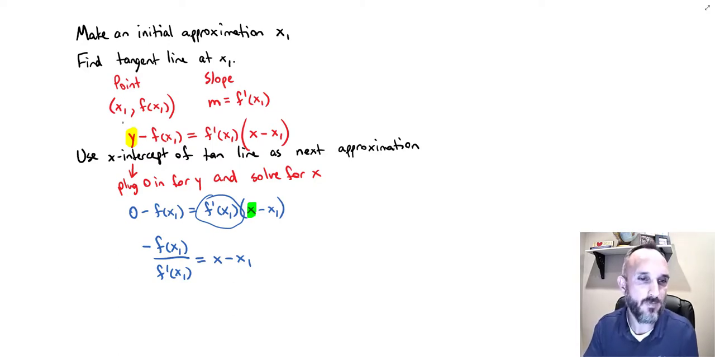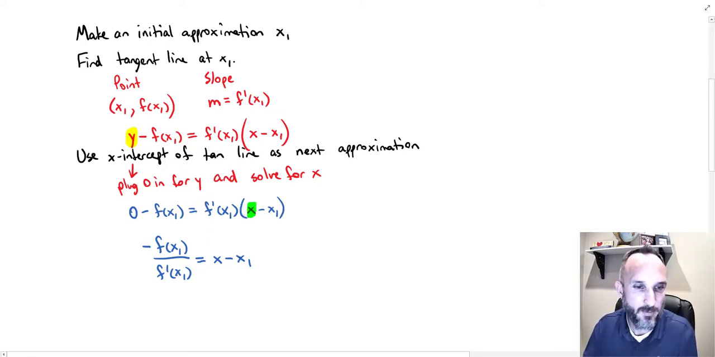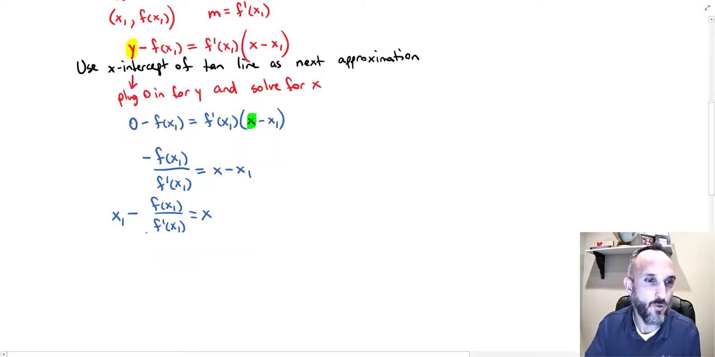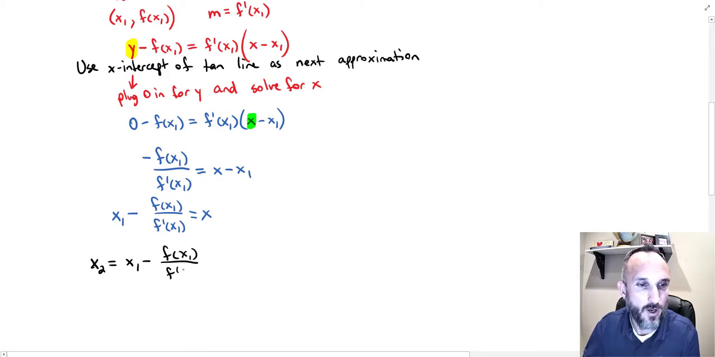Okay? The last thing to get this x by itself is to add x sub 1 over. So now we're going to have x sub 1, positive x sub 1, minus the fraction f of x sub 1 divided by f prime of x sub 1 equals x. And this will be our x sub 2. So x sub 2 will equal x sub 1 minus f of x sub 1 over f prime of x sub 1. And that's going to give us our next x value.